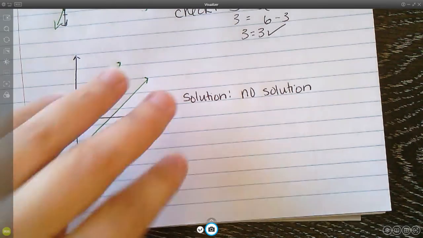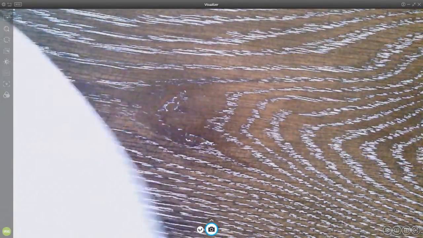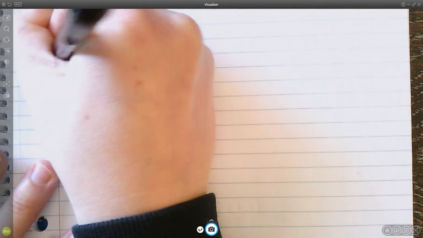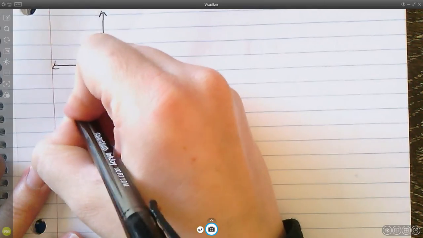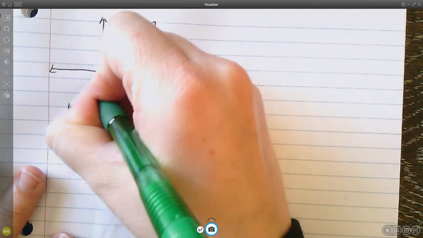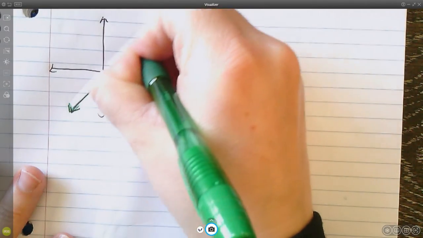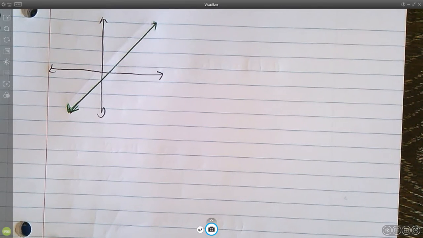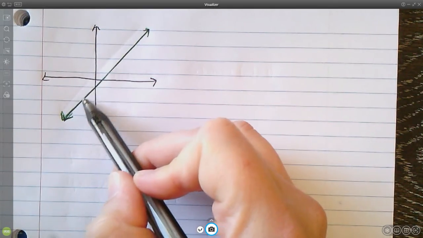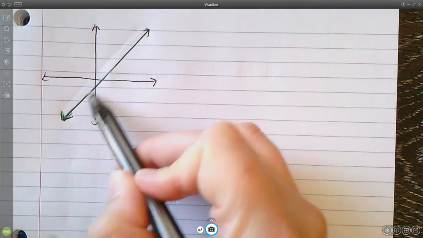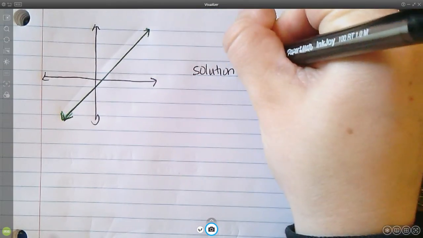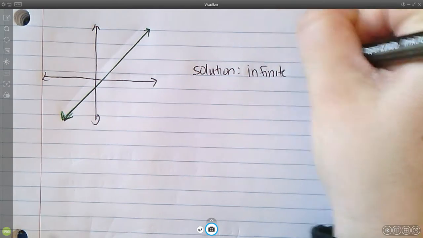And then what if you have a graph that looks like this? Let's say this is my first line, and this one right here is my second line. Well, they're right on top of each other. So how many times do they intersect? Well, they intersect here, here, here, here, here, all along this entire line. So your solution for this one is infinite solutions.